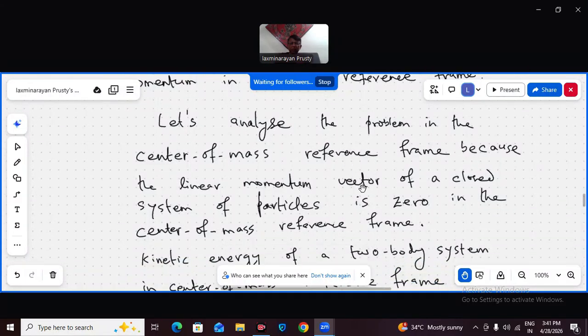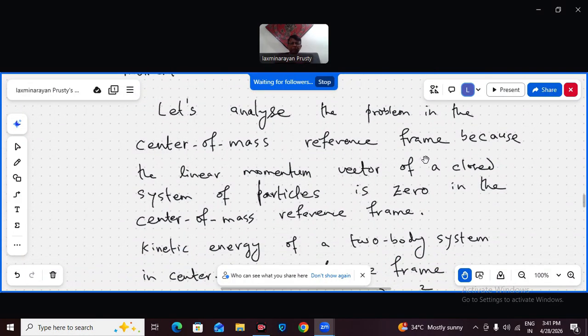So let's analyze the problem in the center of mass reference frame. Why the center of mass reference? Because the linear momentum vector of a closed system of particles is 0 in the center of mass reference frame. You know the center of mass reference frame is the zero momentum reference frame. I have discussed this in my previous lectures also. So it becomes simplified, because the momentum of a closed system of particles in the center of mass reference frame is always 0. That's why the center of mass reference frame is also called the zero momentum reference frame.